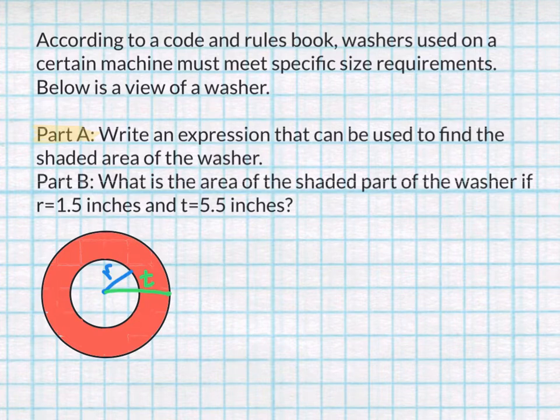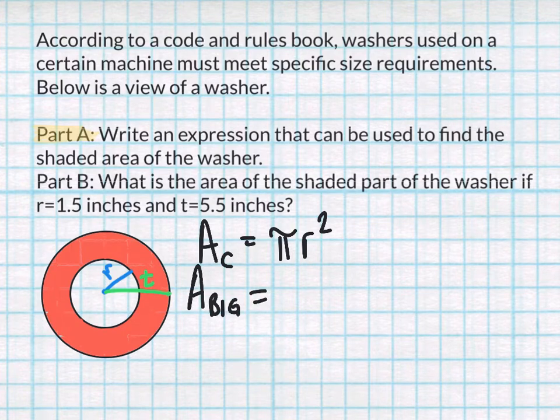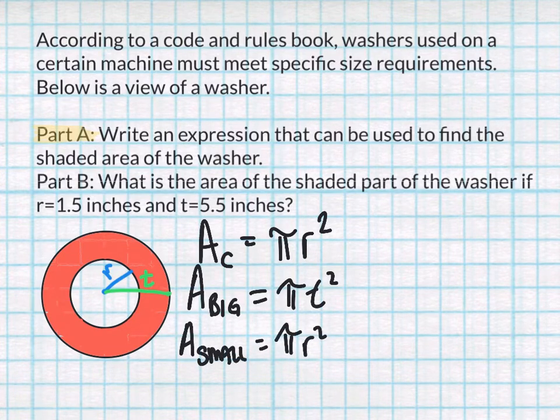So I'm going to be thinking of area of a circle. So area of a circle is equal to pi times the radius squared. So in this one, I have R for my small radius and T for my big radius. So if I find the area of the big one, that's going to be pi times T squared. Area of the small one is going to be pi times R squared.